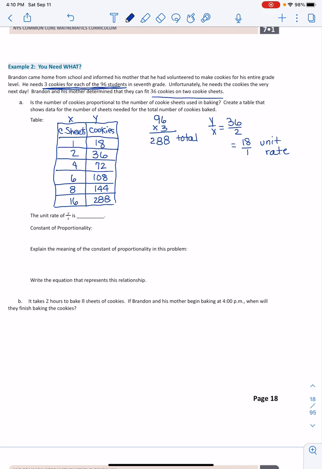So my unit rate, y over x, which is what we did up here, is 18, which means my constant of proportionality is 18 over 1, which equals 18. So to explain the meaning of the constant of proportionality in this problem: it is 18 cookies for every 1 cookie sheet.